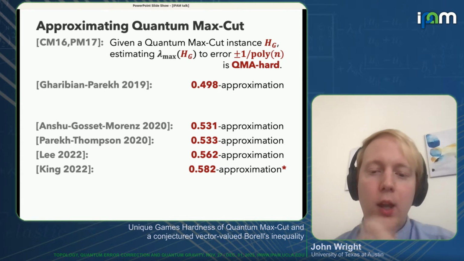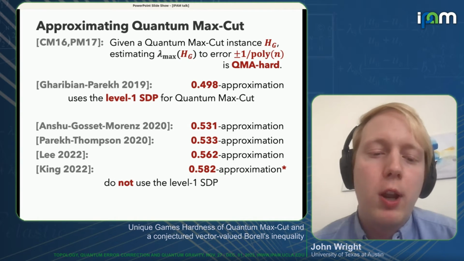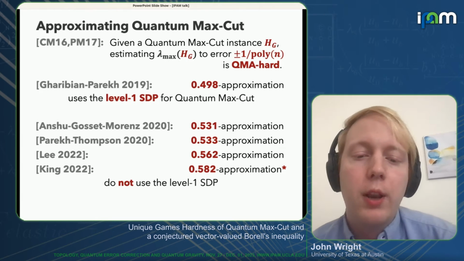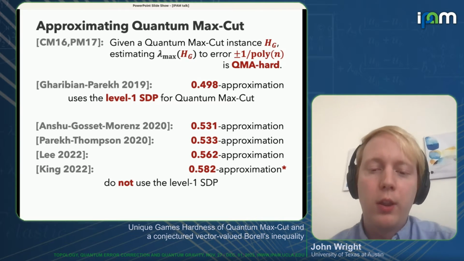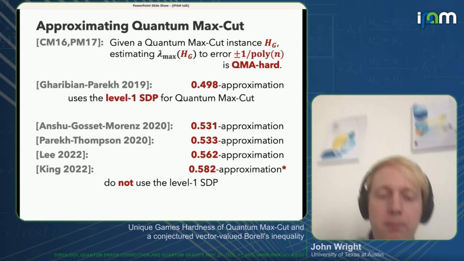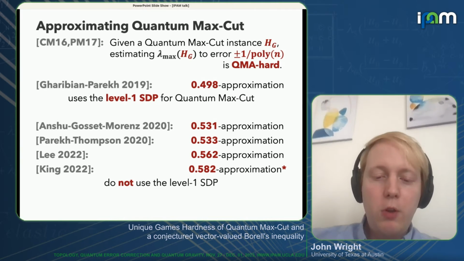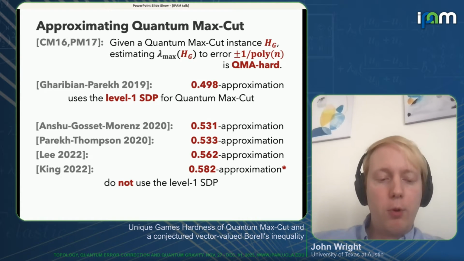Now one other thing, so why am I grouping these two like this? Well, the Gribian-Perec algorithm uses this level 1 SDP for the quantum max cut. So like the simplest SDP that you could write down for quantum max cut. Whereas these follow-up works do not use level 1 SDP, they use more powerful versions of semi-definite programming.